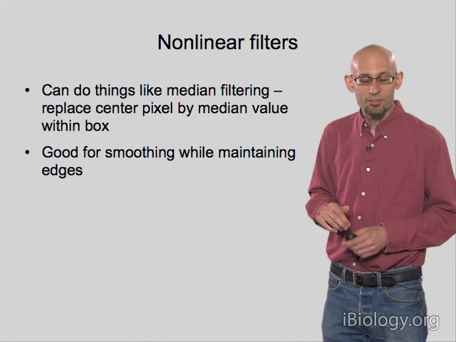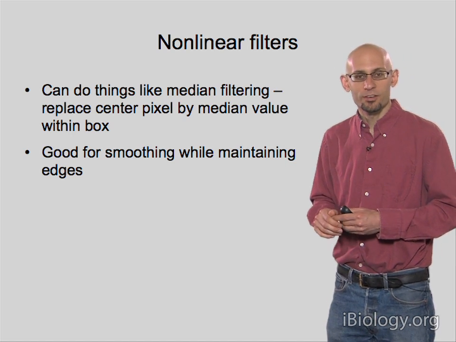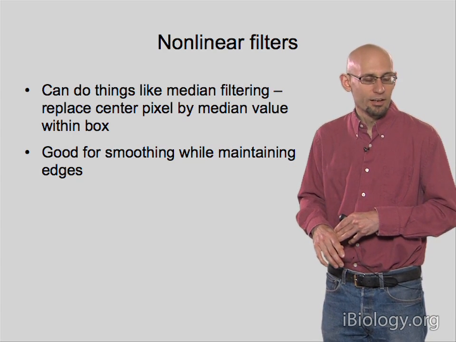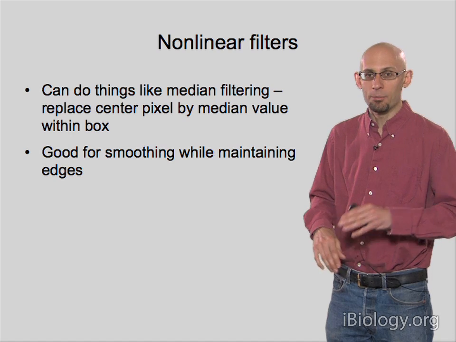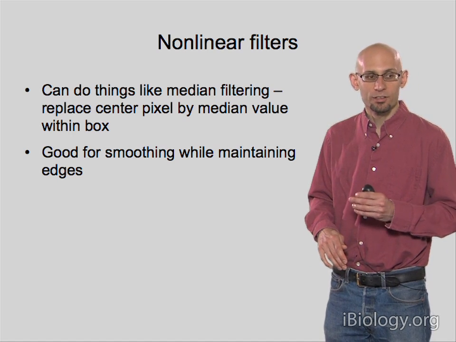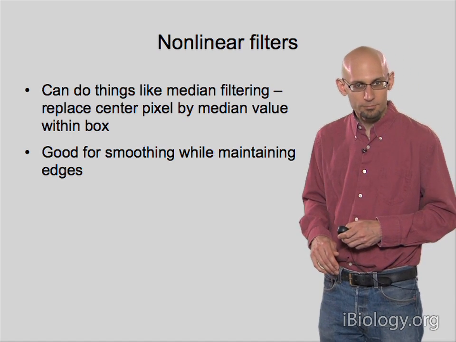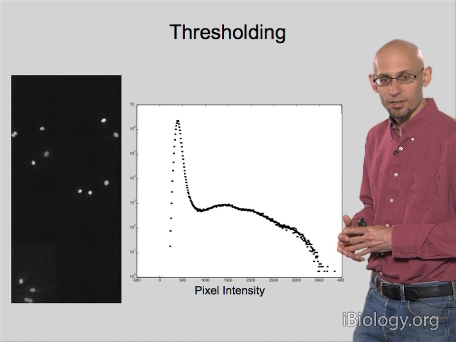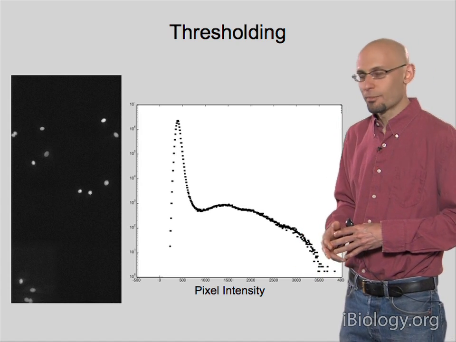These have different properties than the linear filters. One thing they're good for is smoothing while maintaining edges in your image. They're also very good at removing hot pixels or other single pixel garbage in your image. So that's what I wanted to say about filtering. And then the next topic I want to talk about is thresholding.